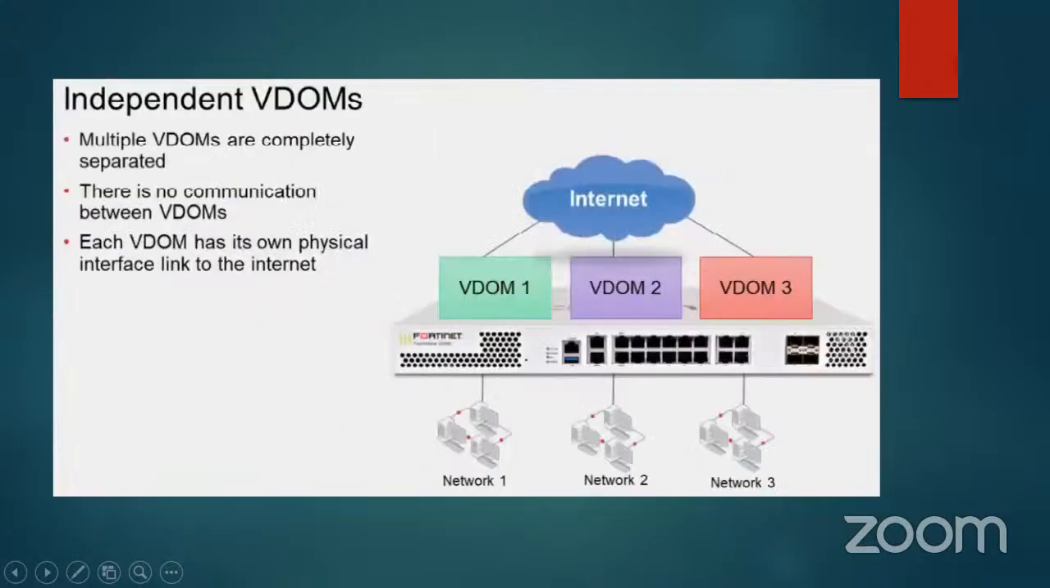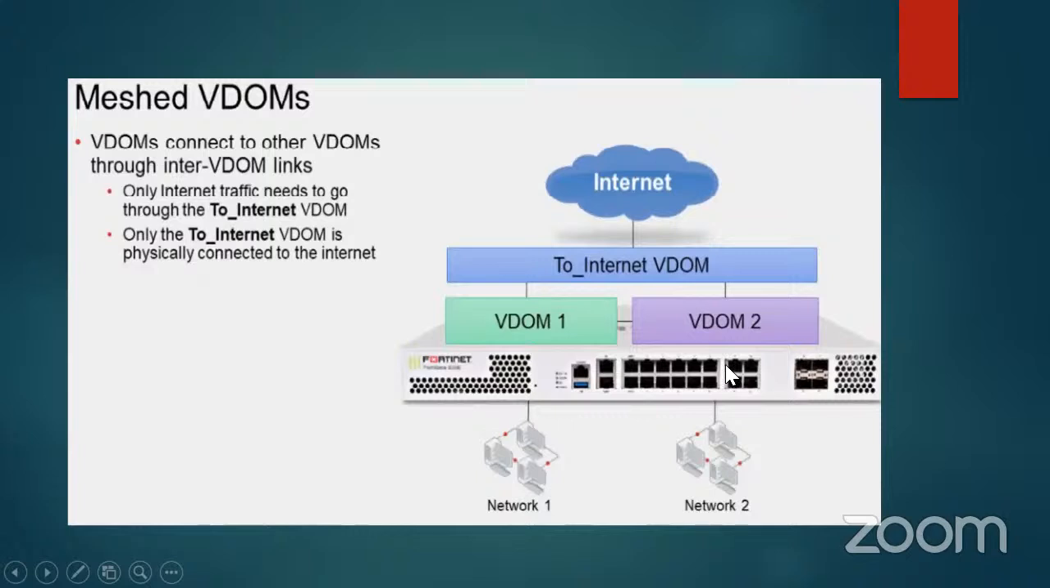Now again, we can have independent VDOMs. Multiple VDOMs are completely separated. There is no communication between VDOMs. Each VDOM has its own physical interface link to the internet. So I will connect one WAN here, one WAN for VDOM 2, one WAN for VDOM 3. Each will have its own internet, making one FortiGate into three. In real time, they will give three separate ISPs if they have three VDOMs. Obviously, if you want to give three internets, you'll have to give three ISPs. But again, you will not have to buy three firewalls. One of them is enough. That's the part.